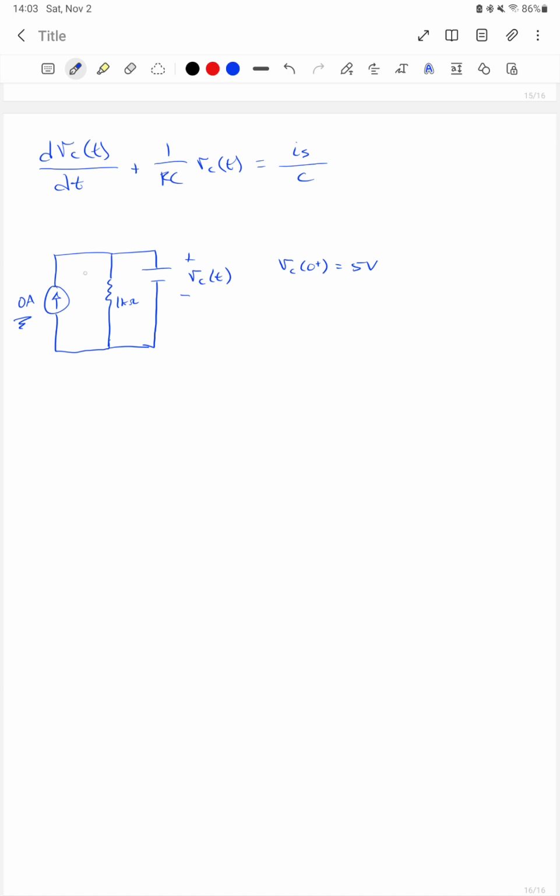But what does this mean? Well, remember we said that this was our IS, right? Well, there is no IS anymore. This is 0. Nothing's going to go down that way. It's a 0 current, right? So your IS is equal to 0 amps. Well, plug this back in here, and we can rewrite this equation: dVc of t over dt plus 1 over RC Vc of t is equal to 0.